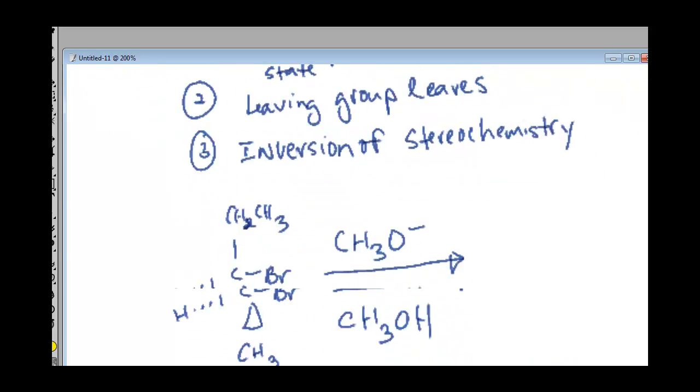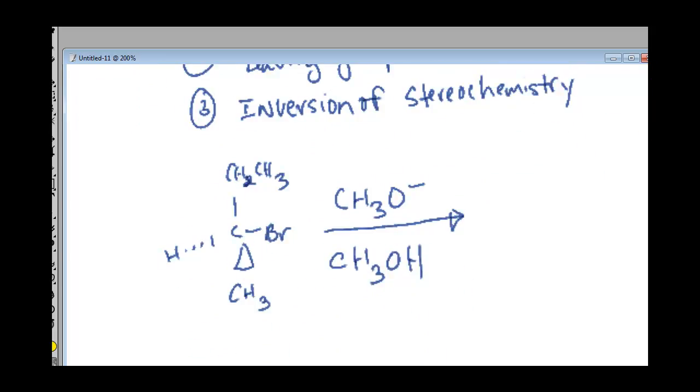inverted. So if we go over here and look at this compound, assigning priority based on atomic number: this would be 1. Carbon and carbon is a tie, but then there's an extra carbon here, so that's the tiebreaker. Then 3, so this is counterclockwise, and S, because the hydrogen's into the page, you don't need to flip it. So we have an S stereochemistry here, and hopefully when we're done we should have R stereochemistry.